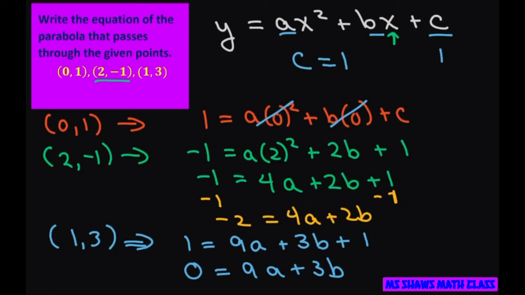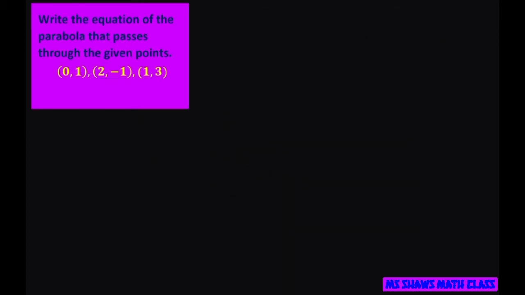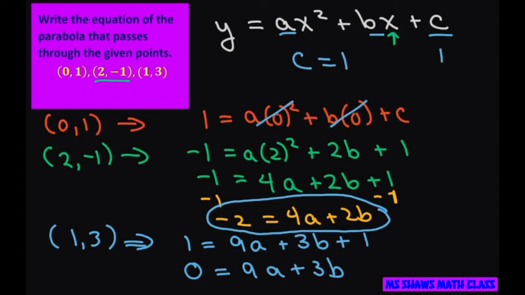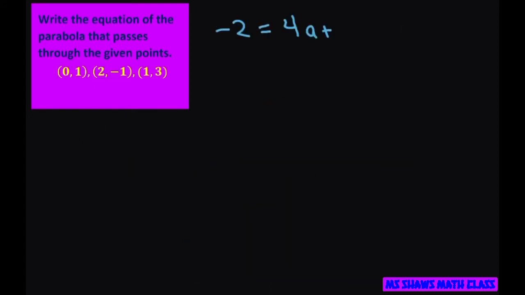So we're going to take negative 2 equals 4a plus 2b. So let's write that out. Negative 2 equals 4a plus 2b. And we have 0 equals 9a plus 3b. So to solve this, what we want to do is go ahead and make one of these the same. We're going to use elimination.